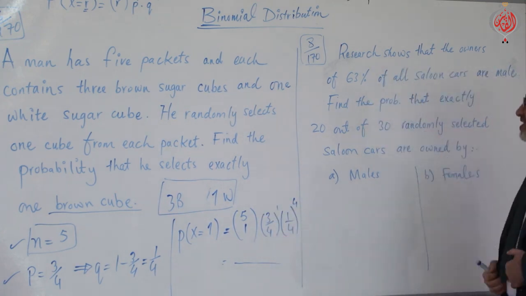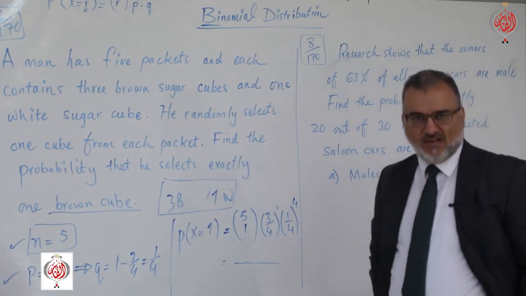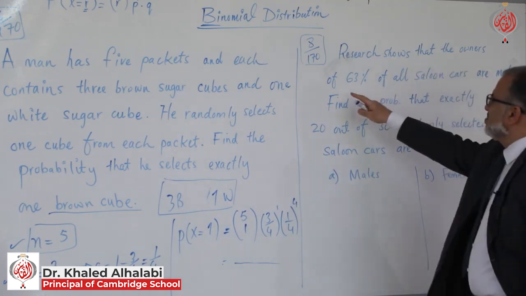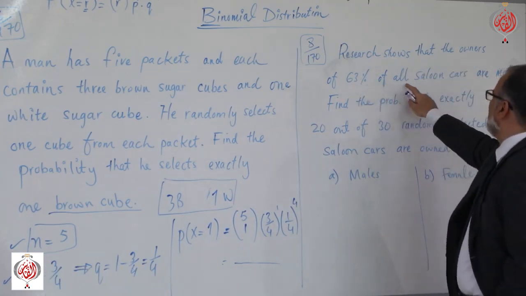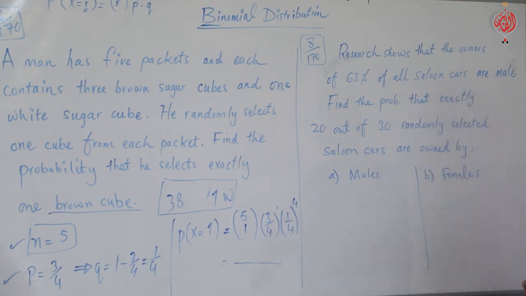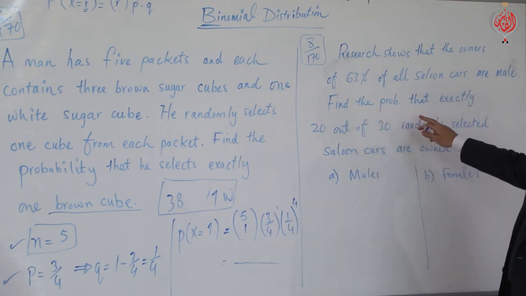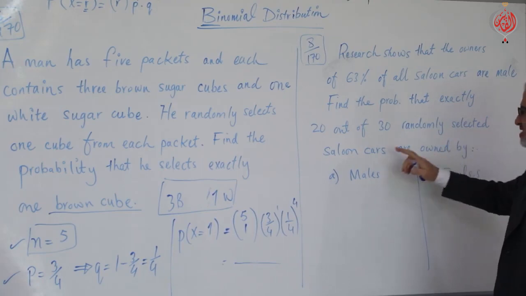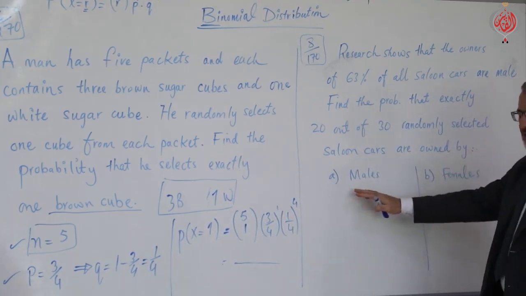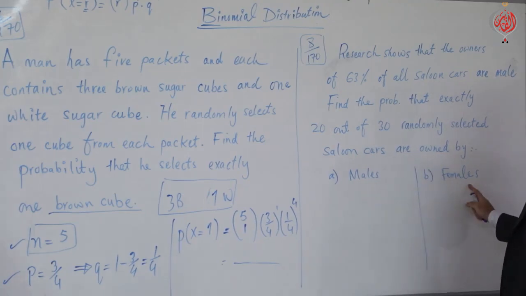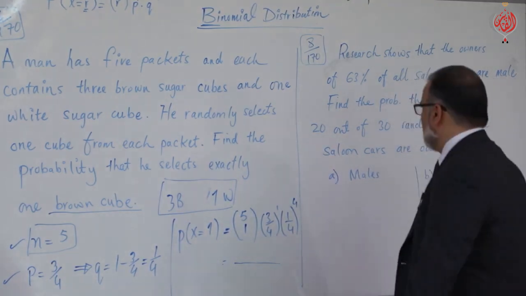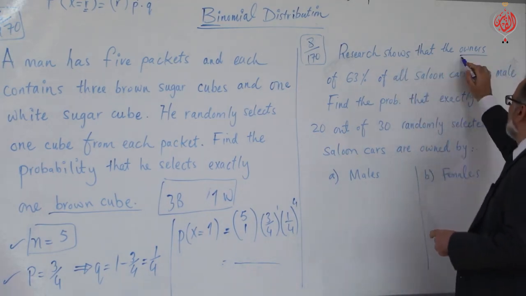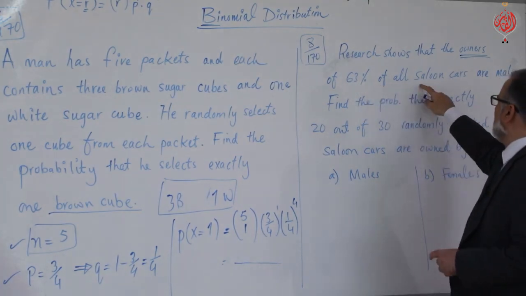Okay, let's move now to question 8. As we said, we have to read it carefully more than once. Research shows that the owners of 63% of all salon cars are male. Find the probability that exactly 20 out of 30 randomly selected salon cars are owned by, first question A, males, B, females. So again, research shows that the owners of 63% of all salon cars are male.